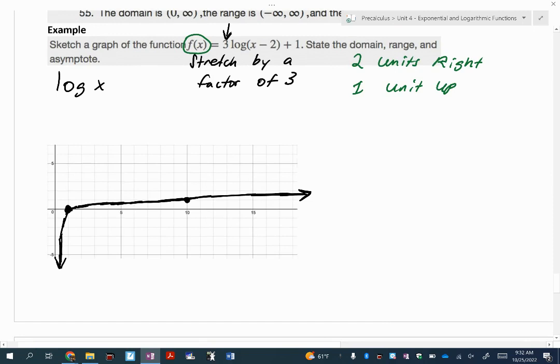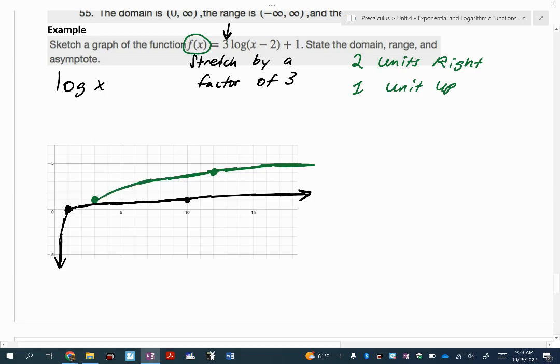Okay, so in terms of plugging in a value, I can plug in 3. 3 minus 2 is 1. Log of 1 is 0. And 0 times 3 is 0. 0 plus 1 is 1. So it's going to be 3, comma 1. Then I can plug in 12, because 12 minus 2 is 10. The log of 10 is 1. 1 times 3 is 3. 3 plus 1 is 4. Right? And from there, though, we're off the grid. We're going to have to plug in a number over 100 to get another actual whole number.